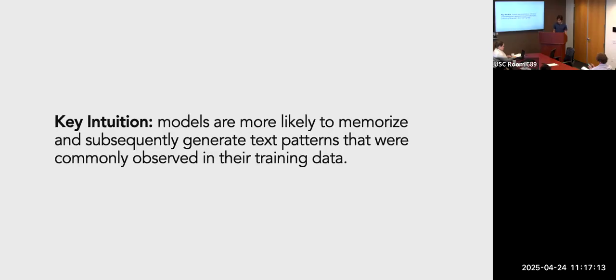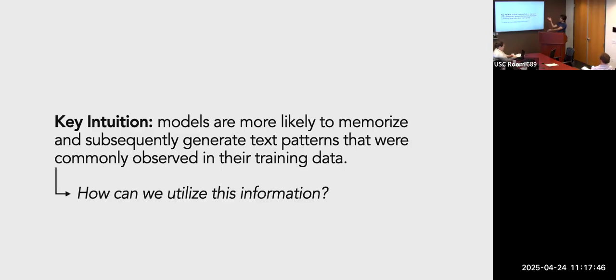So we have this key intuition, which we assert or claim: models are more likely to memorize and subsequently generate text patterns that were commonly observed in their training data. If you think of what the loss-based methods are trying to capture, they're trying to capture what is encoded in your model via this loss. And now we have this restriction where we can't access this anymore. So we have this condition where hopefully they can subsequently generate these text patterns, which are also encoded in their parameters.